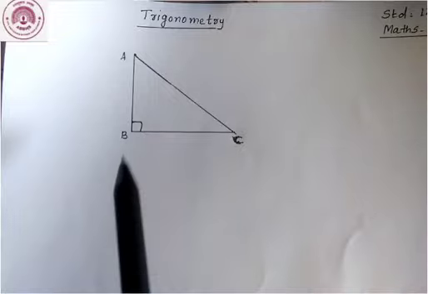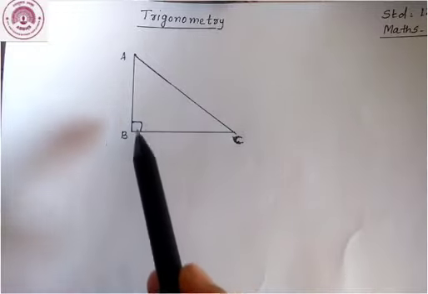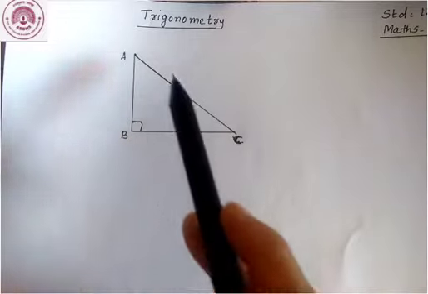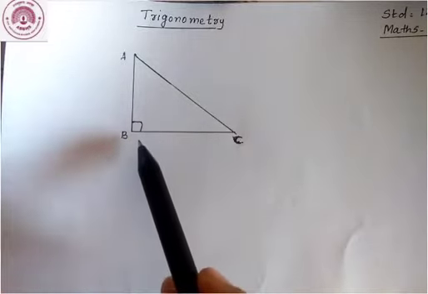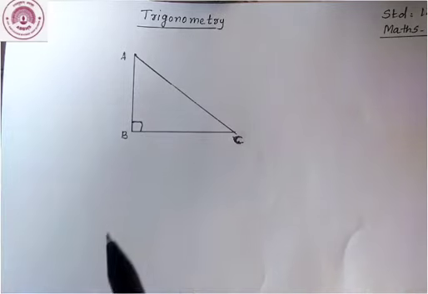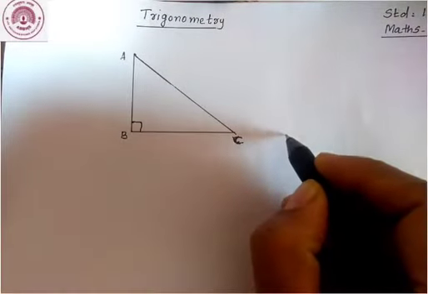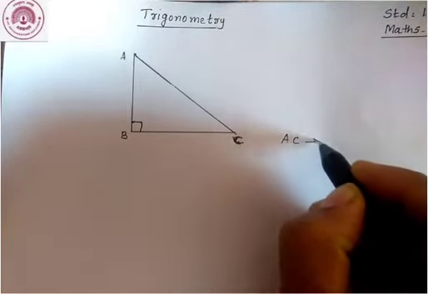Now, can you tell me the Pythagoras theorem? Using this triangle ABC, right-angled at angle B, AC square is equal to AB square plus BC square. Now here we will define the terms related to a right-angled triangle. What is AC? Side AC is the hypotenuse.